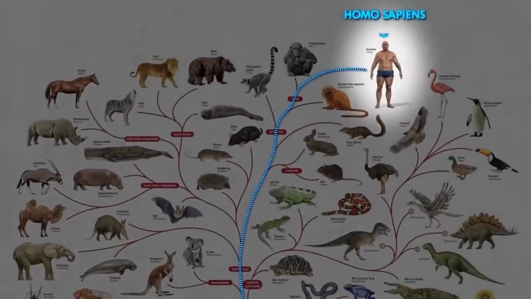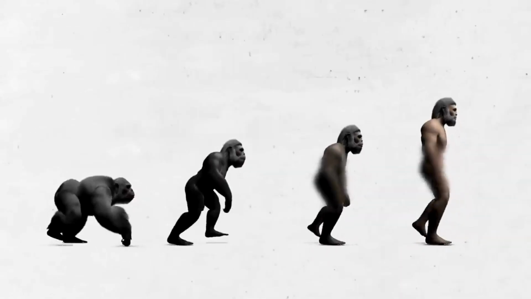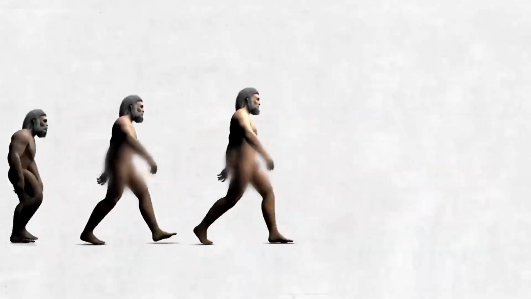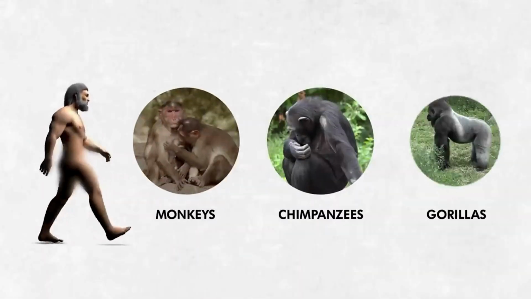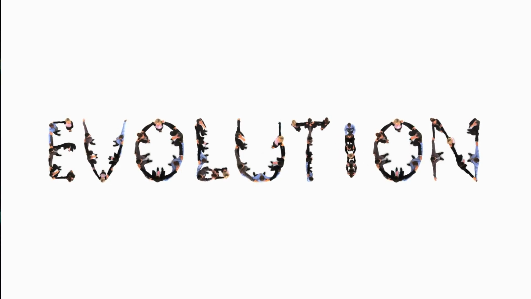But the question arises, if humans came from apes, then why do apes still exist? Why didn't all these monkeys, chimpanzees, and gorillas evolve into humans? Such questions are often asked by people. Some people deny evolution. They say it's a lie. How true is this evolution theory? Is it merely a theory or a fact? And how did these different types of animals evolve? Let's find out in this video.